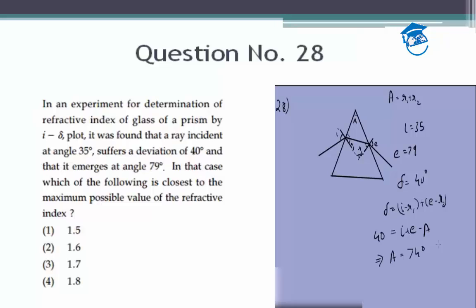Now we are asked which value is closest to the maximum possible value of mu. The maximum possible value means even for that value, there should be no total internal reflection. So the ray which is coming at this angle, complete grazing incidence, will go parallel and will go like this. This ray will suffer the maximum deviation, right? Because deviation increases with I. So if I is 90 degrees, the deviation will be maximum.